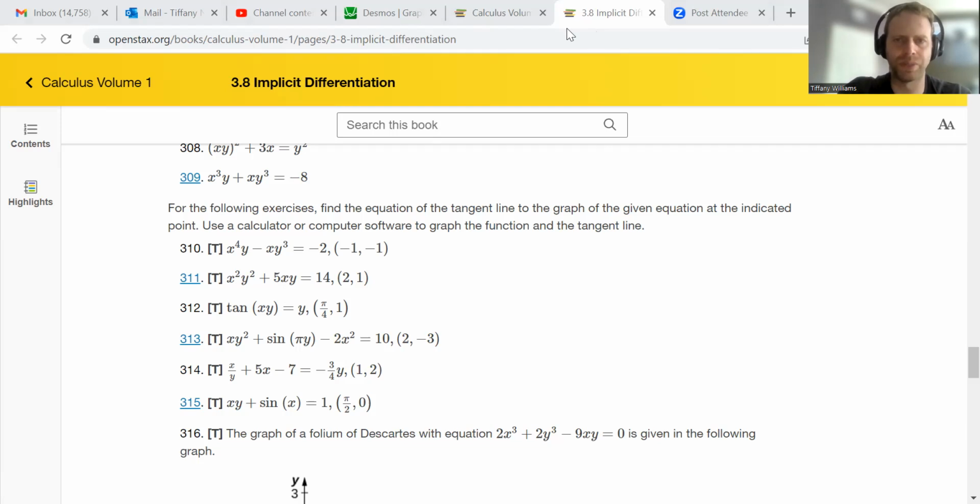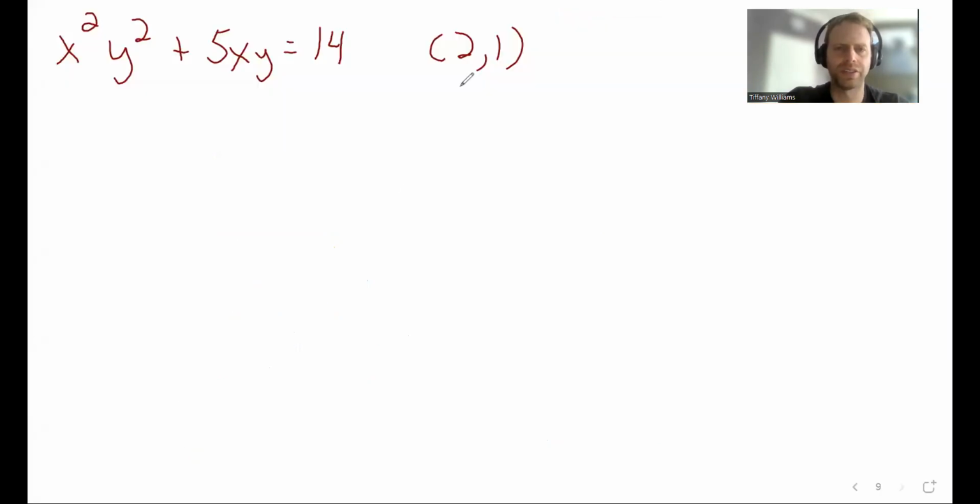Let me go to the whiteboard. We'll get some work done there. All right. So I got the problem written. So here's our expression at the point (2, 1). That's our curve. So we do the derivative.